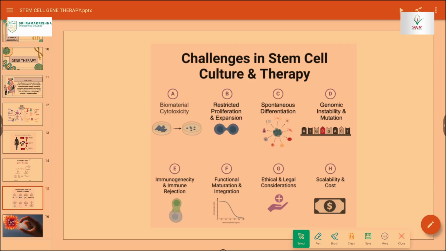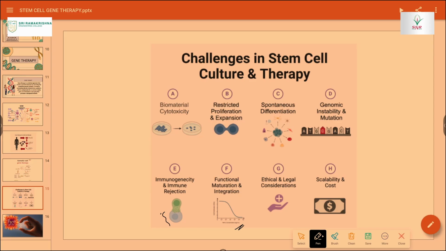And then we can see immunogenicity and immune rejection, that is, you are introducing a new growth factor or a new content into the organism. Sometimes that may lead to immune rejection, because your immune system will be active to fight against a foreign particle. Next, functional maturation and integration, that is, you are expecting proper maturation of the cell and integration of the DNA into the stem cell, but sometimes that may not happen due to certain factors.